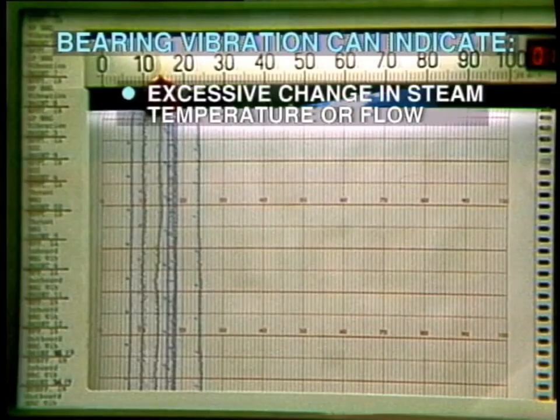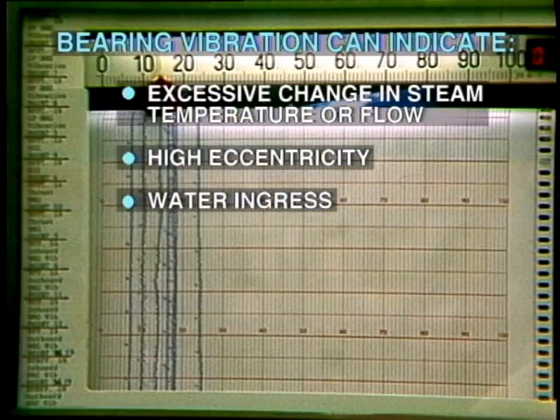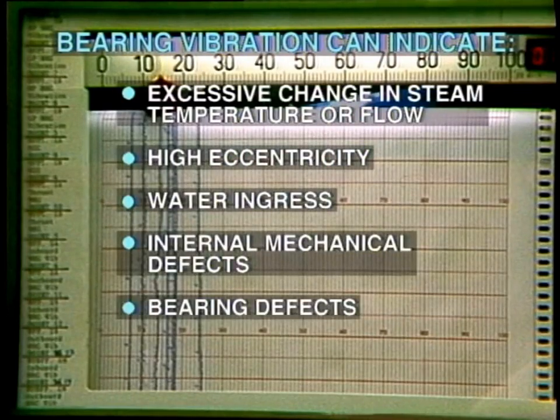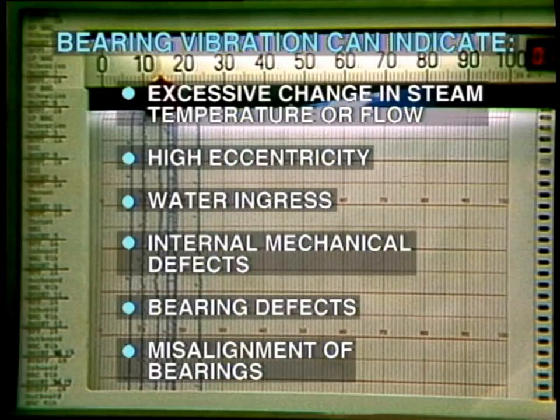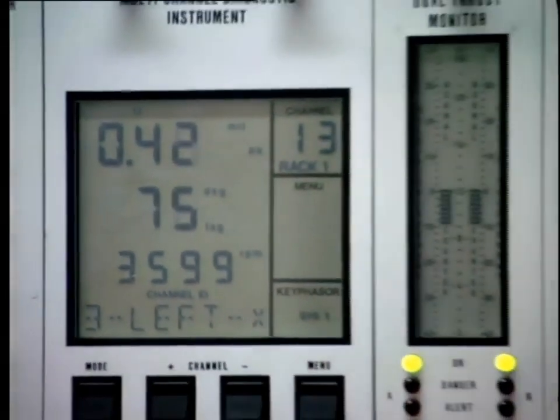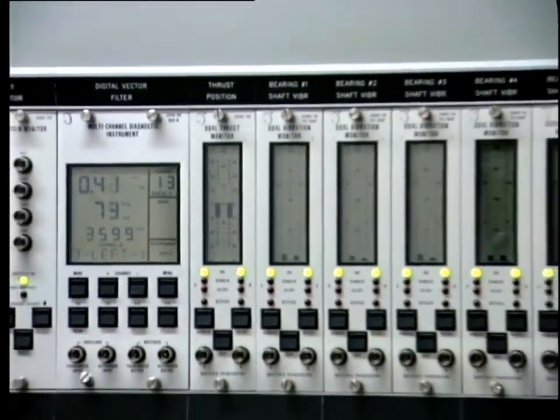We mentioned just now that bearing vibration can be an indication of various turbine problems. These include excessive change in steam temperature or steam flow to the turbine, high eccentricity, water ingress, internal mechanical defects of the turbine, bearing defects, and a change in alignment of the bearings due to a sinking foundation or other bearing support. The vibration on each of the turbine and generator bearings is continuously monitored and recorded.